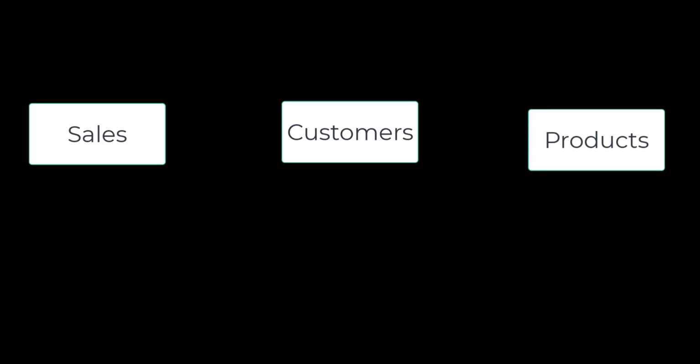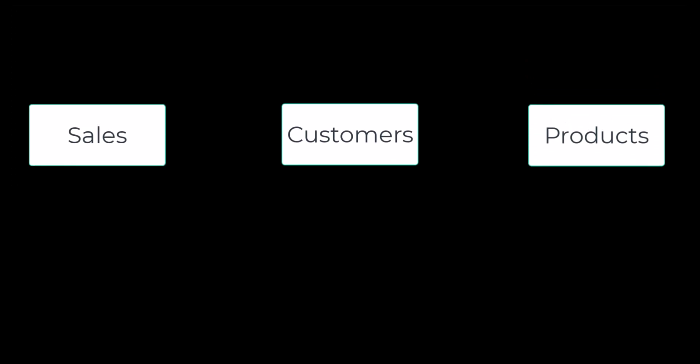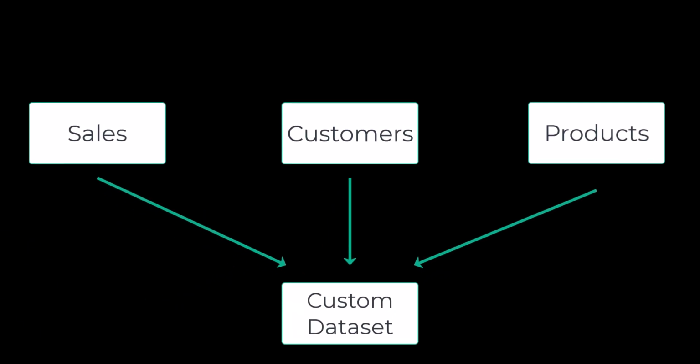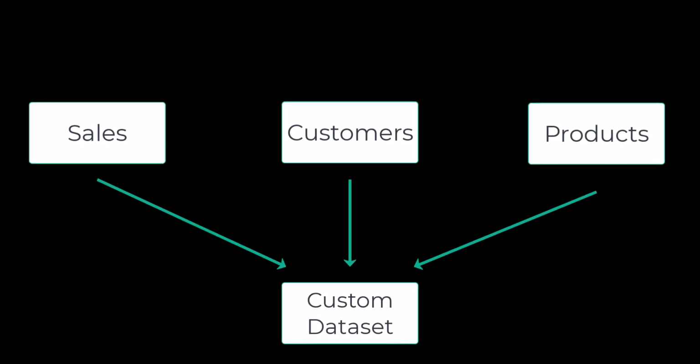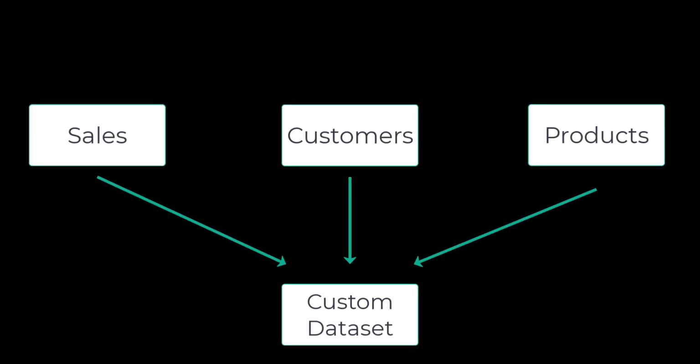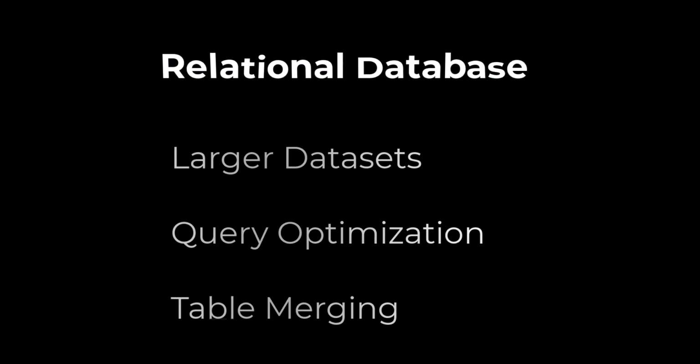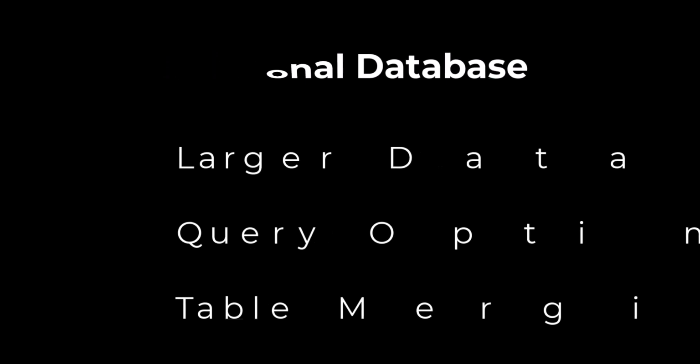What if you have more than one spreadsheet? What if you have 100 spreadsheets, and each spreadsheet has its own type of information, but you need to link all the spreadsheets together to get exactly what you need? It simply isn't feasible at the scale of an organization using tools like Excel. That's where a relational database comes in handy. They're designed for larger data sets and optimization of querying, as well as merging of data from multiple tables.